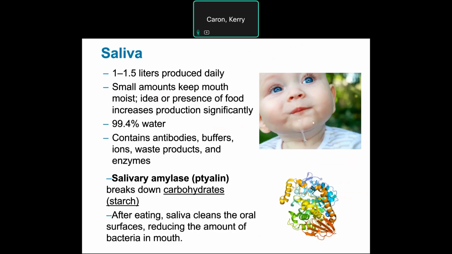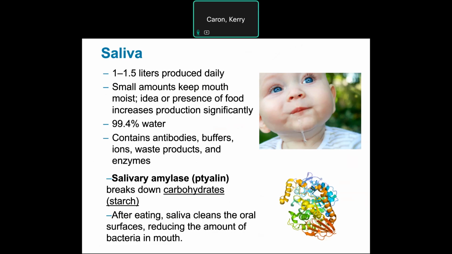We produce a liter of saliva. I don't know if you know what a liter looks like. It's like an IV bag. A liter to a liter and a half of saliva gets produced daily. We keep small amounts in our mouth at all times to keep our mouth moist. But just the idea or presence of food, or the smell of food, increases production significantly. Saliva is 99.4% water, and the rest of it is antibodies, buffers, ions, waste products, and enzymes.